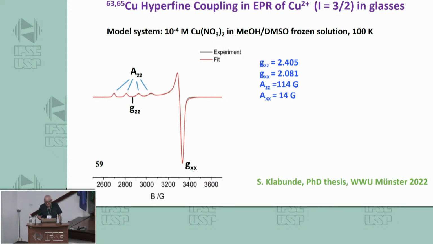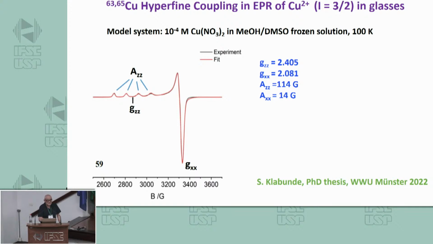So let me give you an example. Here, this is a very simple model system. It's a glass, actually made from copper nitrate in a mixture of methanol and DMSO, dimethyl sulfoxide, frozen to 100 Kelvin. It basically is a molecular glass, and you get here the spectrum of a 10 to the minus 4 molar copper nitrate solution.